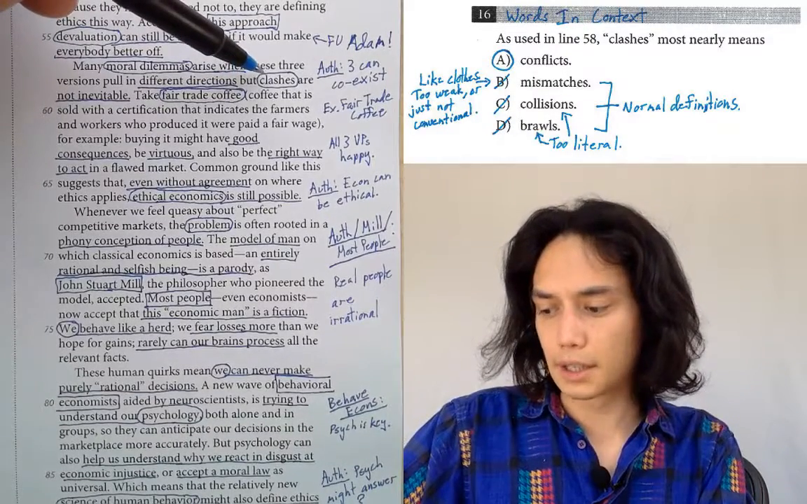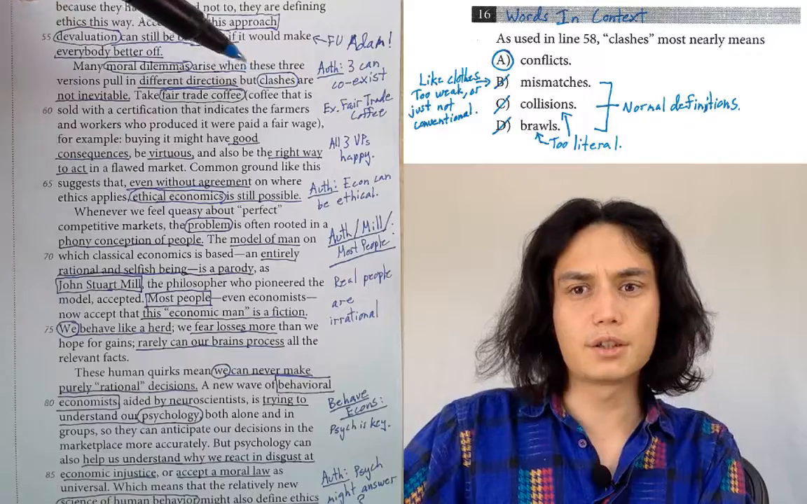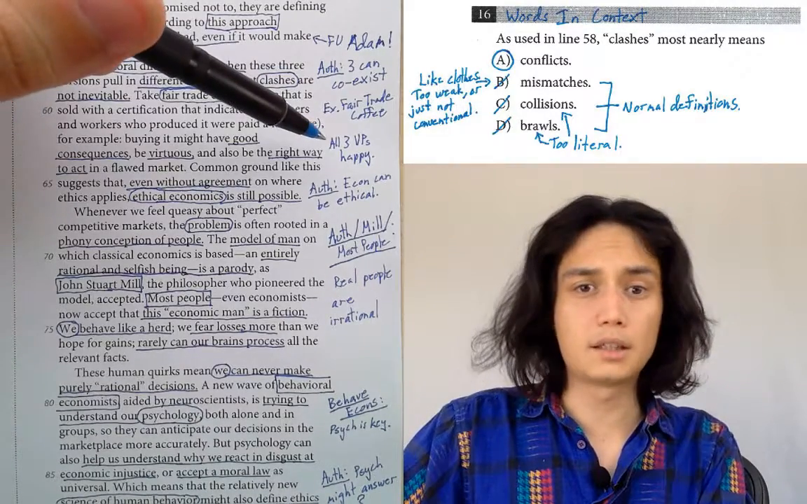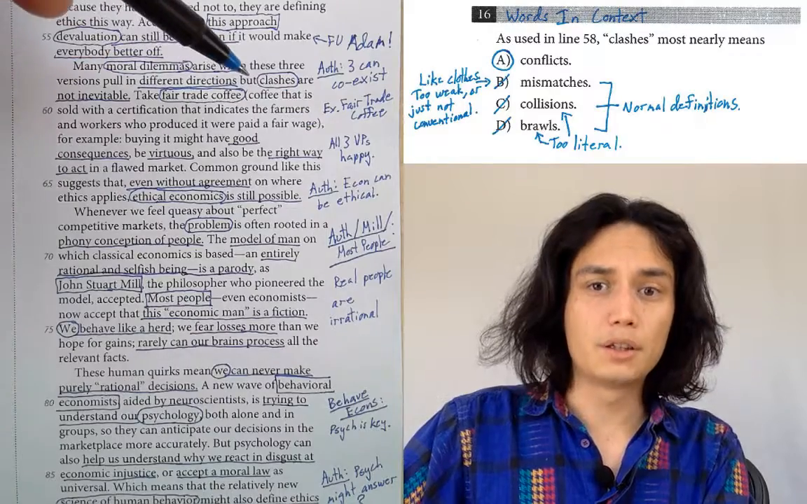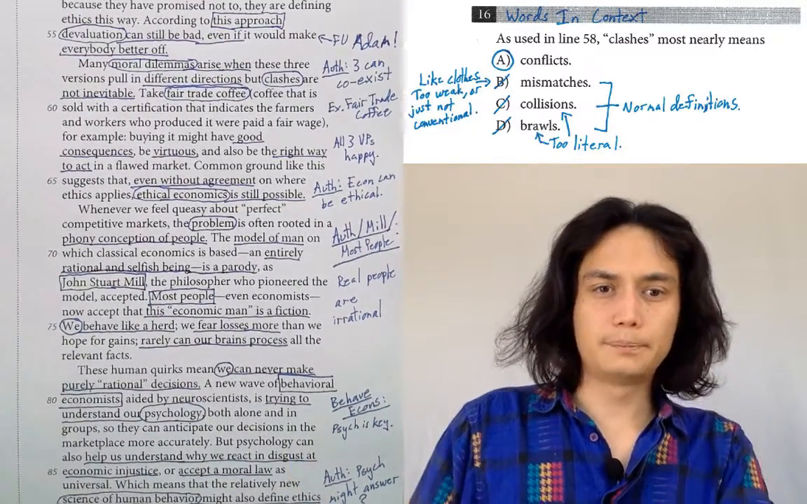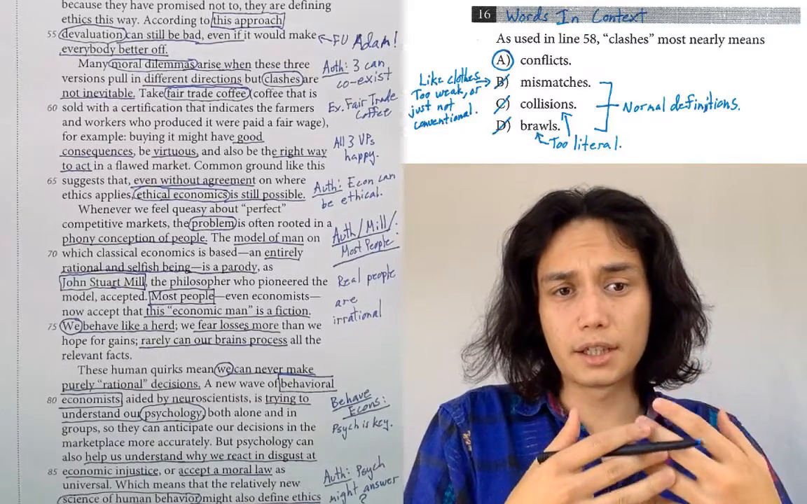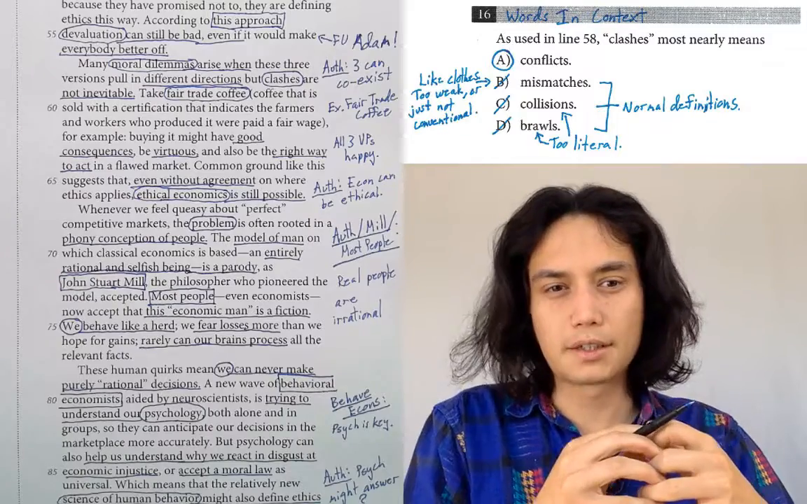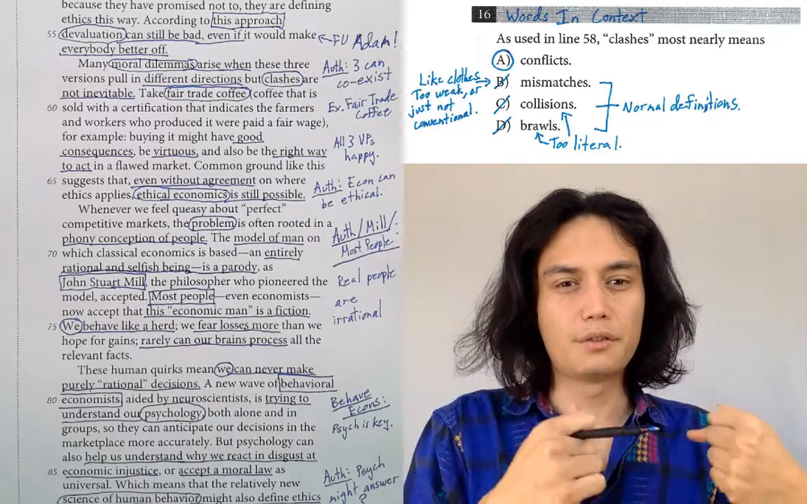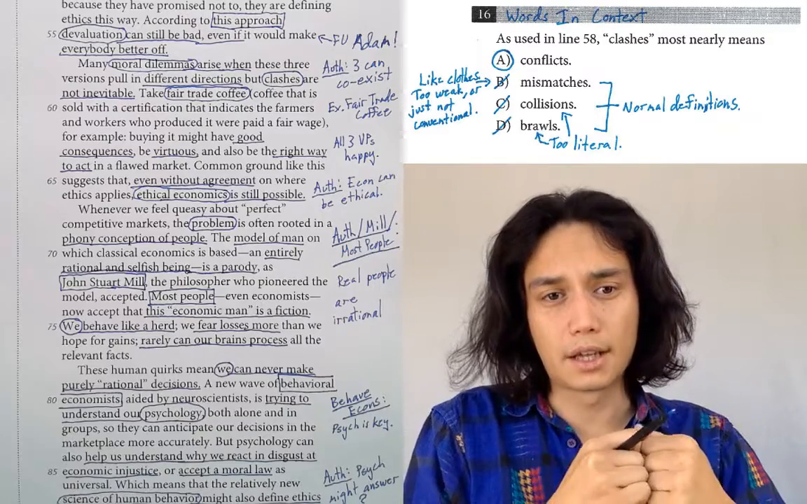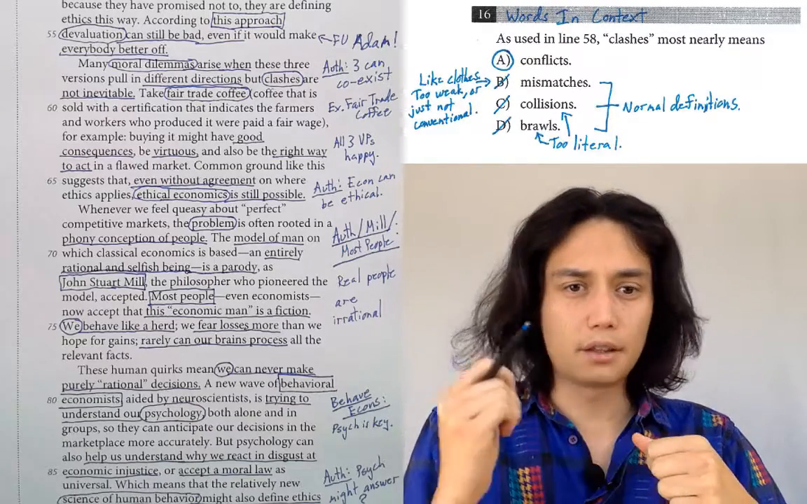So that's the overall context in which the word clashes appears, and it appears in the part where the author is saying clashes are not inevitable. These three viewpoints can play together well. They don't need to butt heads. Okay. With that understanding of the word clashes in this context, it's sort of like a clash of ideas, the author saying these ideas don't need to clash. Let's look at the answer choices.